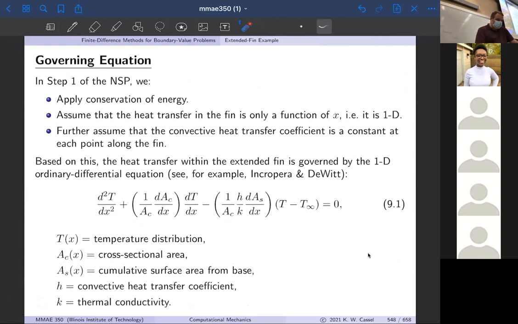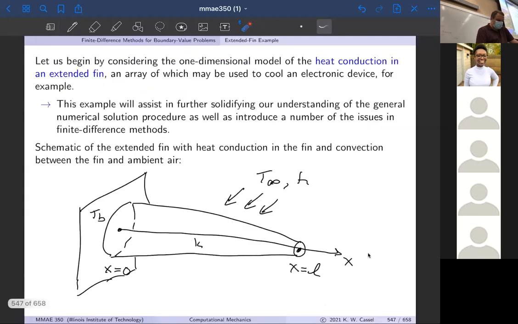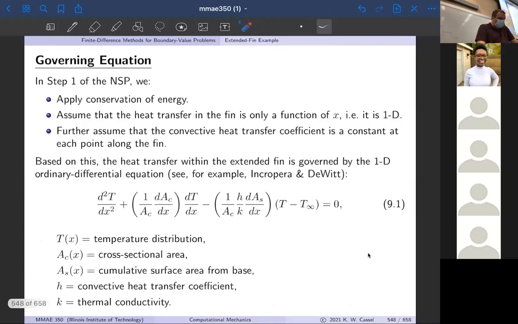We're also going to assume that the convective heat transfer coefficient, that's this H here, is constant along the length of the fin. That's almost always the assumption that is made, and it's almost always a terrible assumption. But yeah, we're kind of stuck with it. So H is basically, well, let me say it this way.